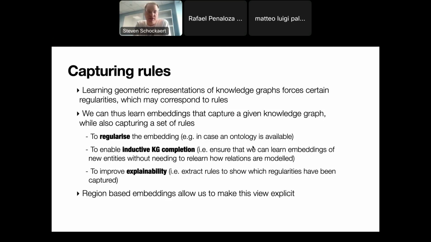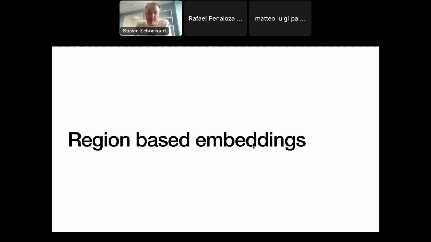And this is where these region-based representations come into play. So in the first part of the talk, I'll talk a little bit more about these region-based embeddings in general, and then I'll move on to some specific implementations that we've been working on in the last year or so. Okay, so region-based embeddings.